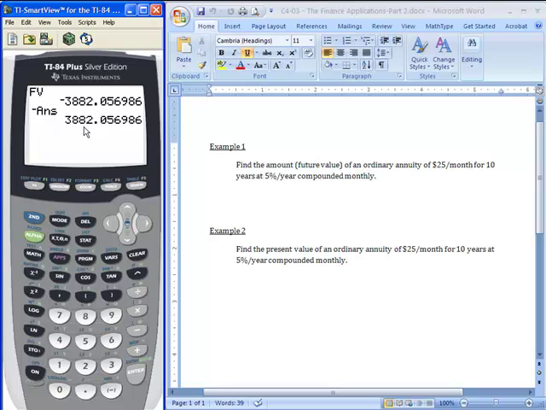Now, what I want to show you just briefly here is we invested $25 120 different times. So our own money went in $25 times 120 times, where we invested $3,000. So the other $882.06 that we have in that account is all of the interest that we've earned on all those payments over 10 years.